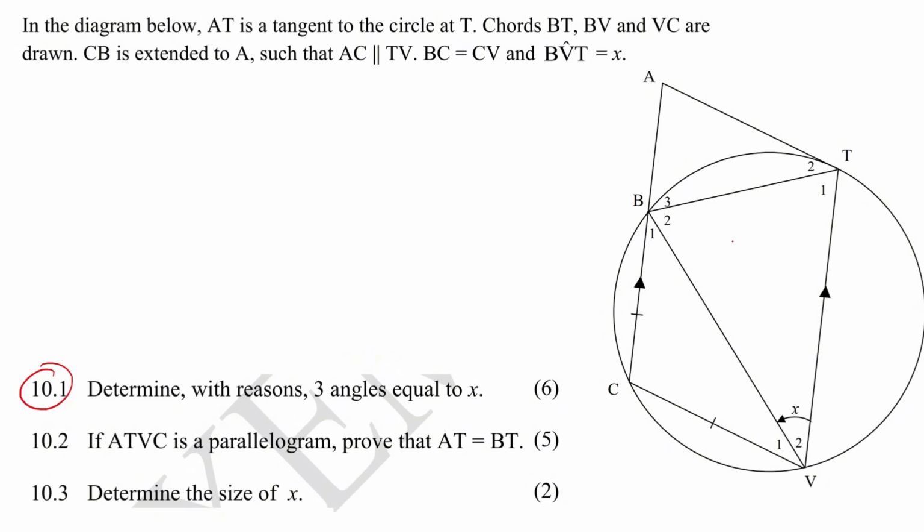Okay, so the first one is parallel lines. So have a look here, there, there. So that would be B1. B1 will be equal to x, and that is because of alternating angles, because the line BC is parallel to the line TV. Okay, so we've got that one.